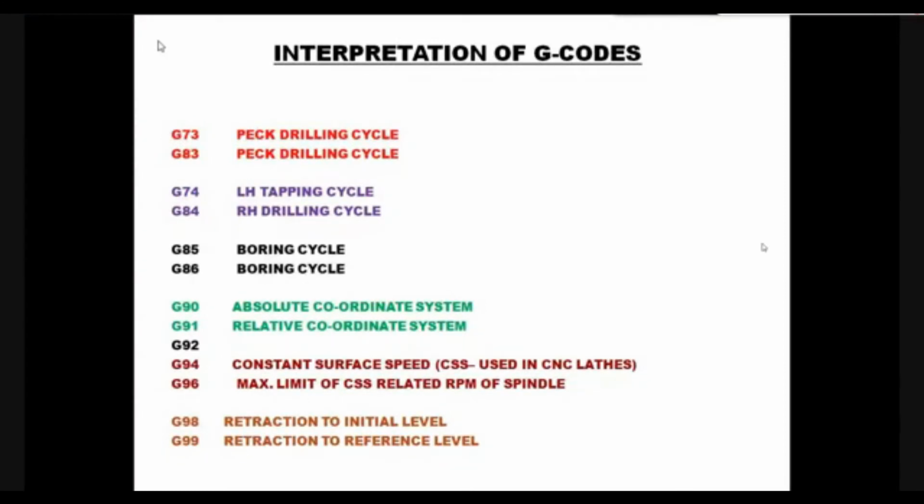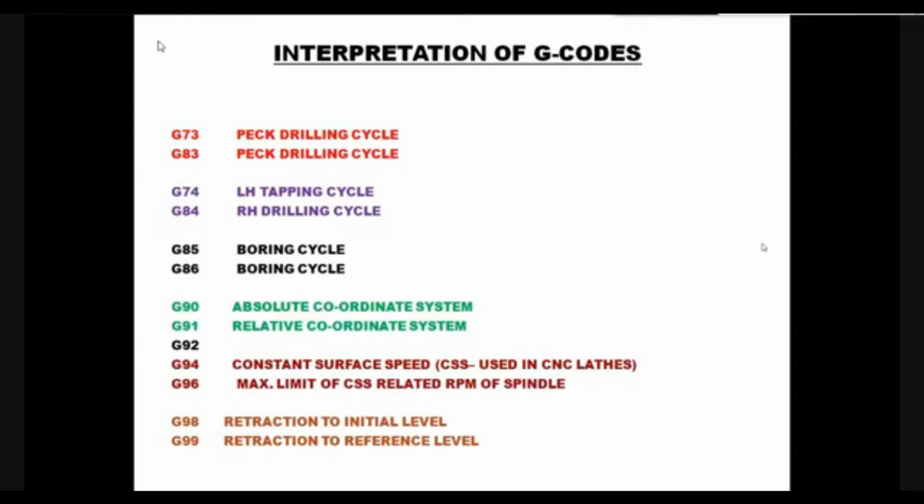And G85 is used for boring cycle. G86 also for boring cycle. There are different models of boring cycles, but mostly we will not be using all these cycles. There are very few cycles which will be very frequently used, and I shall explain them in detail after completing the interpretation of these G codes.